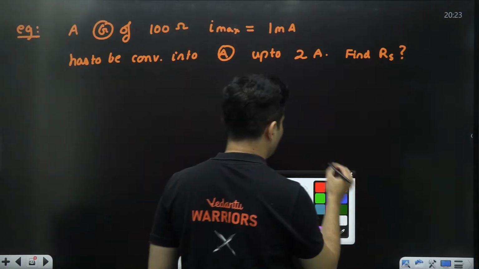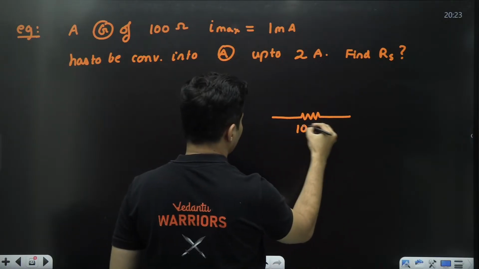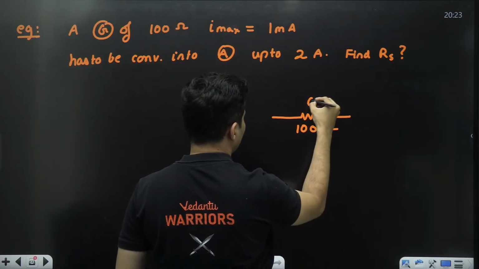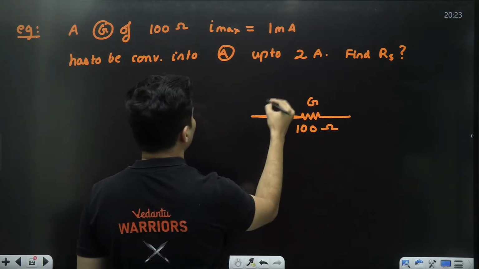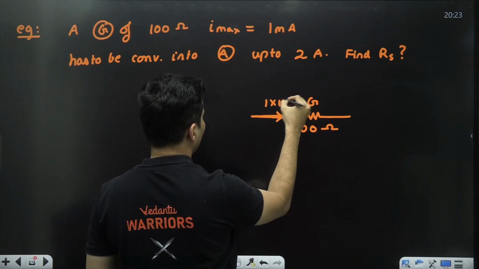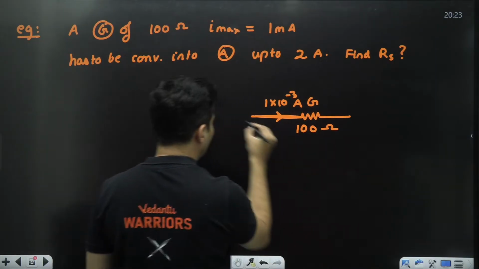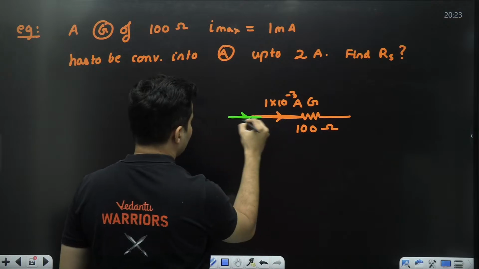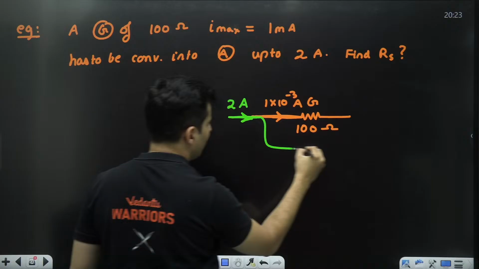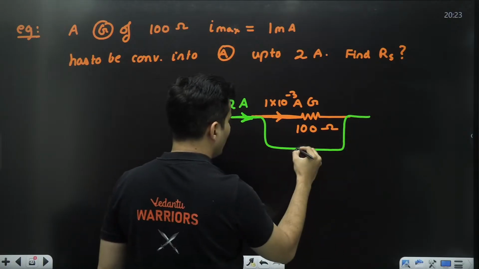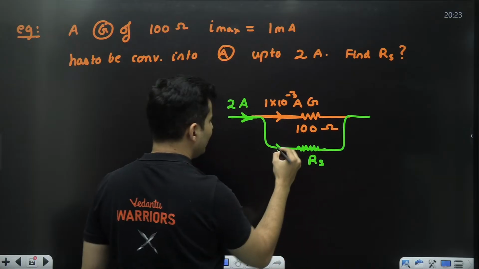Let's do this question. It's not at all difficult. Show the galvanometer as a normal resistance, 100 ohms resistance. That is your galvanometer. The maximum current which can flow over here is 1 milliampere, that means 10 to the power minus 3 amperes. But you can't allow that much current to flow inside. The actual current which has to go is 2 amperes. So you bypass the current through a shunt resistance, which I do not know. How much will this current be?